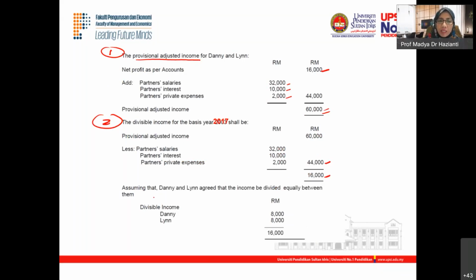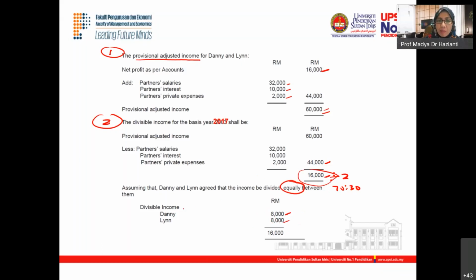So here, assuming that Danny and Lynn agreed that the income will be divided equally, so 16,000 ni bahagi 2 je lah, sebab equally. Kalau dia kata 70-30, then you kira lah 70 untuk Danny, 30 untuk Lynn contohnya. Okay, so based from here, this figure 16,000, kita divide equally. Tengoklah profit sharing ratio. In this question memang bagi yang simple je equally. So divisible income for Danny is 8,000. Divisible income for Lynn is 8,000. Bila you total balik mesti dapat balik nombor ni lah. Jangan total tak dapat balik divisible income kan.